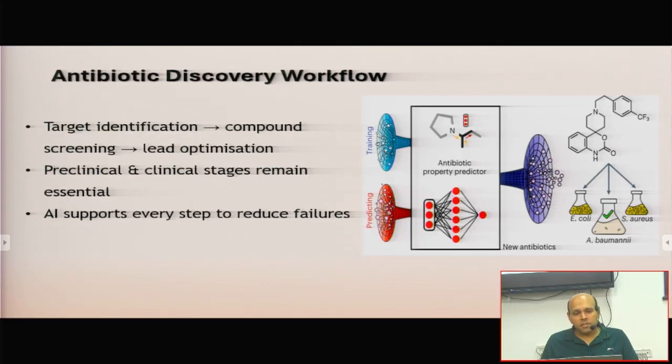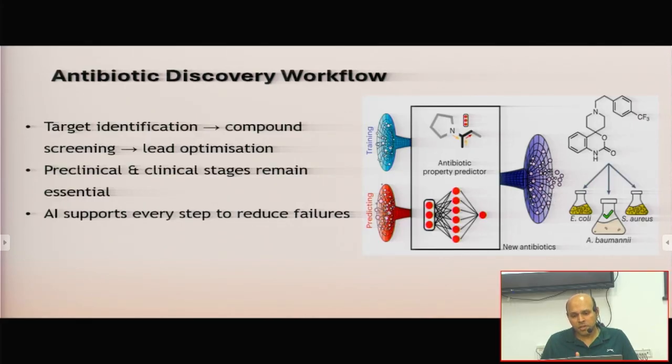So in the antibiotic drug discovery workflow, you have the target identification. You will do the compound screening. You might have several compounds from that screening. Then you can do what is known as lead optimization. And then preclinical and clinical stages remain essential. So that is very, very important. And AI supports every step to reduce any failures.